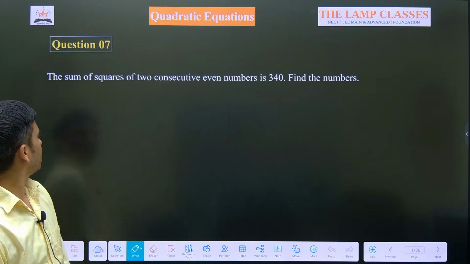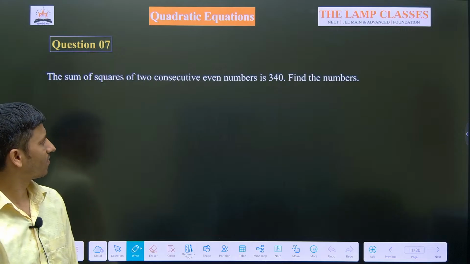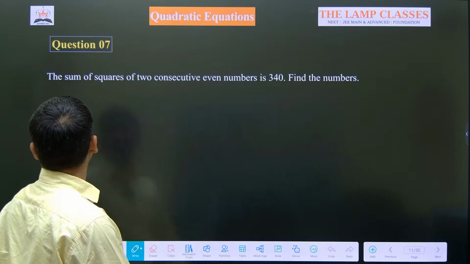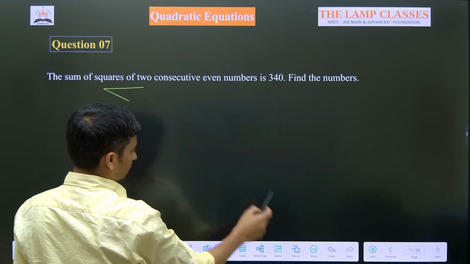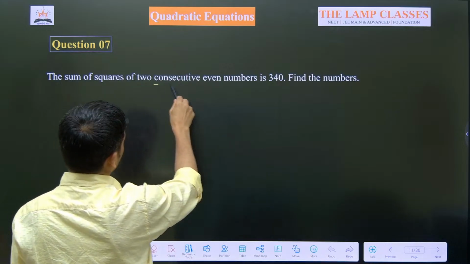Send your answer, guys, now. The sum of squares of two consecutive even numbers.